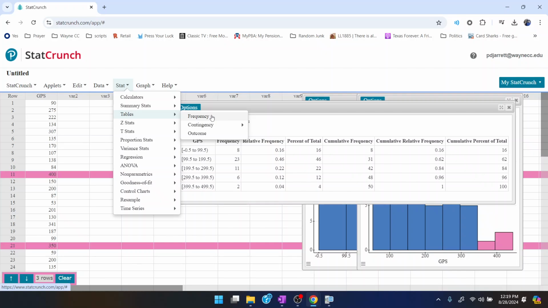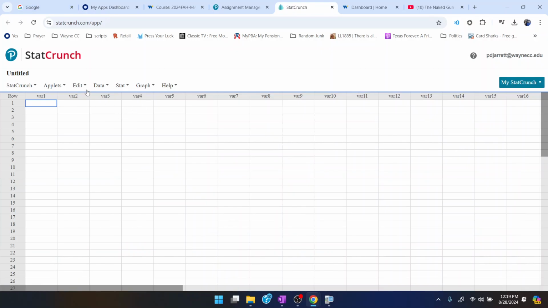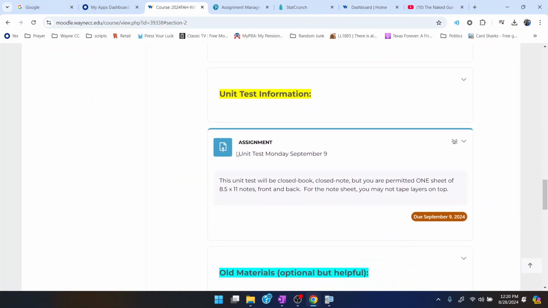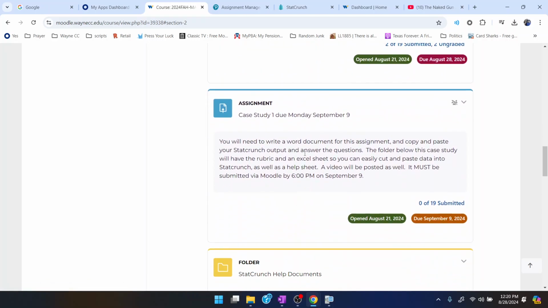I'm trying to come up with a reasonable thing. We could use StatCrunch, but I also want to make sure that's all you're using. What I want to do is this: the case study is going to be a huge grade. Like this lab, the case study is going to be worth like 4 of those. So, in fact, it's actually a good time to talk about the case study. If you look here, case study 1 is due Monday, September the 9th. That's due the day you take your test.